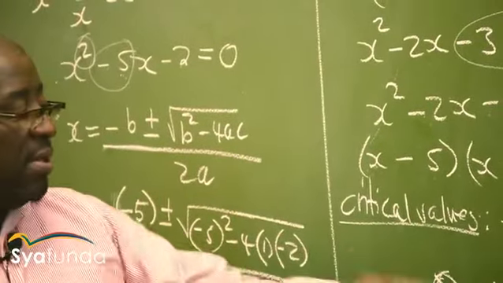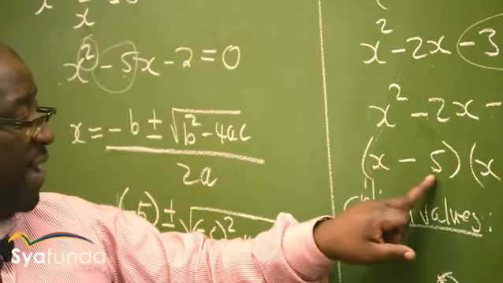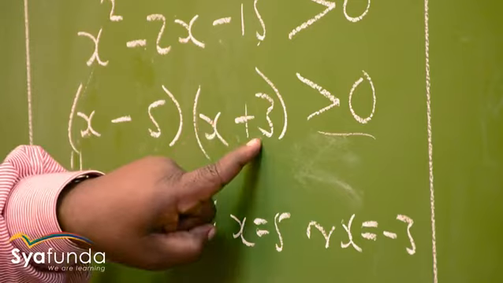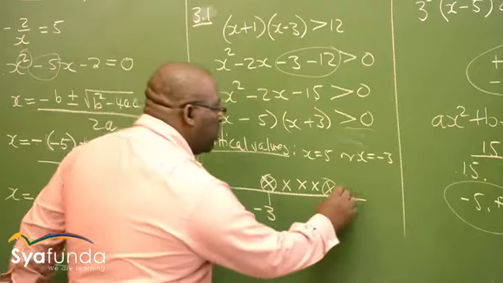Let's quickly check it. A value that is greater than 5 is 6. Let's push in 6 here. What is 6 minus 5? It is 1. 6 plus 3 is 9. This value is positive and that value is positive, therefore it will be part of the solution, because we want something that is positive.